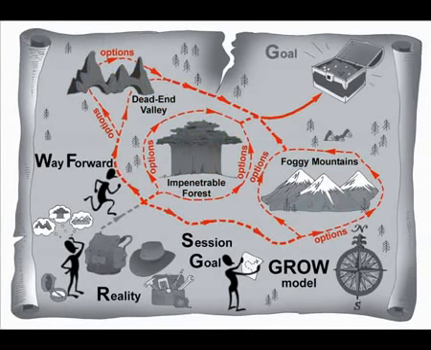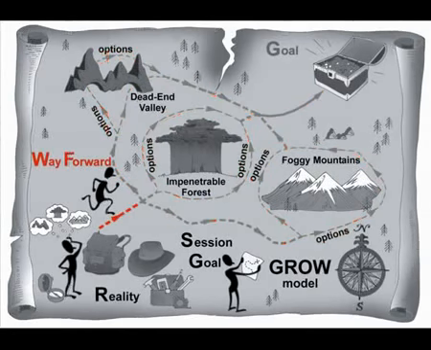Once the obstacles are clear, then it's usually fairly straightforward to work out ways around them. These are the options. Options, as the name suggests, do not have to be followed, but allow the client to have choices about how they get around the obstacles so they can move forward. Then the client chooses which of the options they will put into operation.